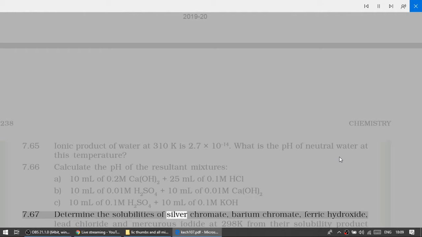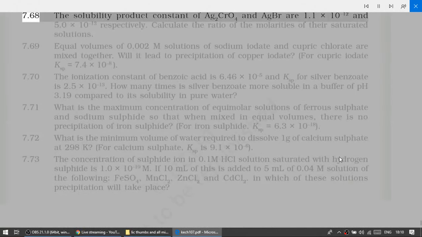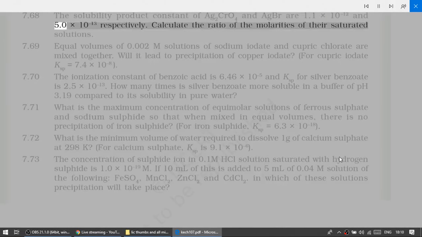7.67 Determine the solubilities of silver chromate, barium chromate, ferric hydroxide, lead chloride and mercurous iodide at 298 K from their solubility product constants given in Table 7.9. Determine also the molarities of individual ions. 7.68 The solubility product constants of Ag2CrO4 and AgBr are 1.1 times 10⁻¹² and 5.0 times 10⁻¹³ respectively. Calculate the ratio of the molarities of their saturated solutions.